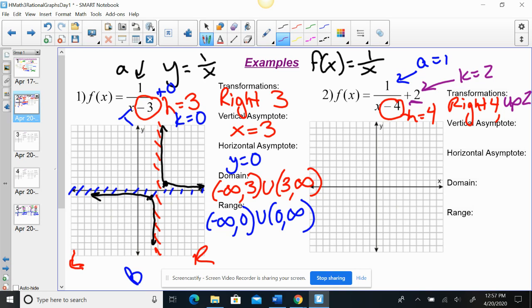So when I graph this, I'm going to put a vertical asymptote, 1, 2, 3, 4, right 4. Don't touch this line. This is my electric fence. So x equals 4 is a do not touch asymptote. Up 2 means it's going to be right here. All right, so the intersection, let's talk about that one. Y equals, go back please.